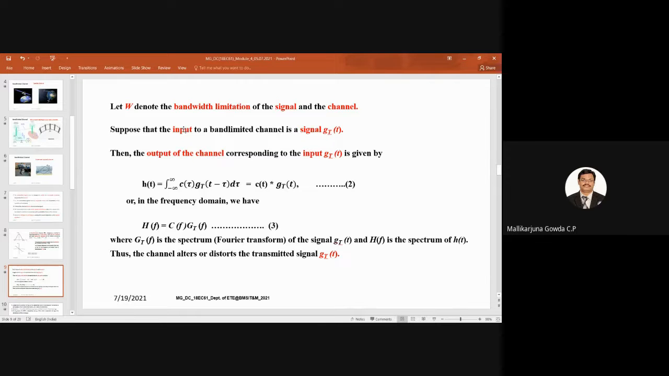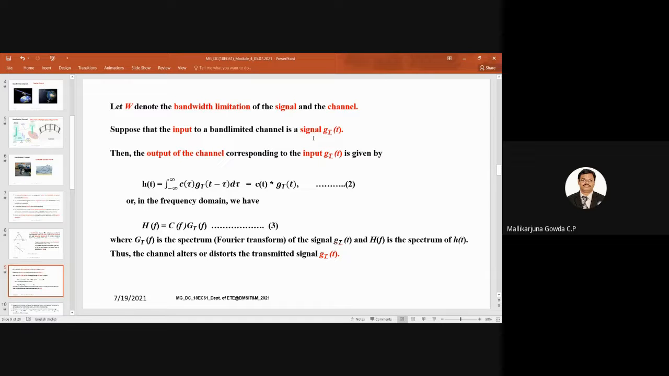To understand that, we all know that for a filter, we treat it as an LTI system, right? A linear time invariant system, having the impulse response of the channel denoted here as C of t, right? If I say the input to the channel is band limited to W hertz, and the channel bandwidth is also limited to W hertz, then I represent the input signal to the channel as g_T of t, right?